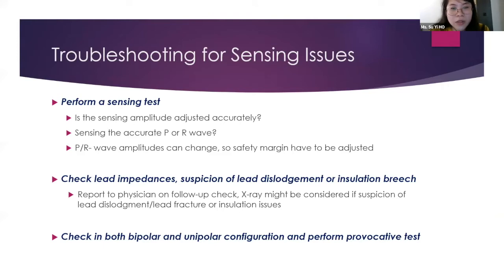So what I will do, when I have issues with sensing, is check in both bipolar and unipolar configuration and also perform a provocative test to rule out whether there's any noise. If the other vectors, such as unipolar sensing, are good, I might suggest the physician change the sense configuration in the meanwhile if the bipolar sensing fails.